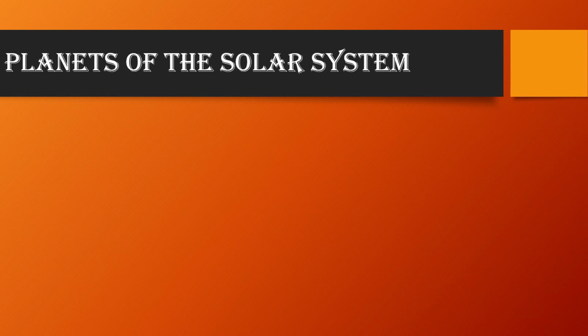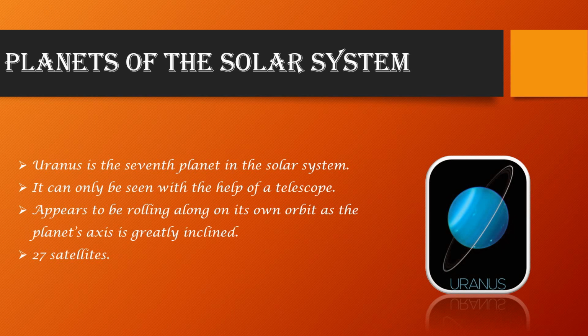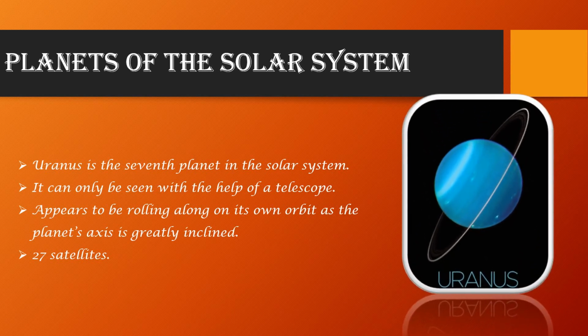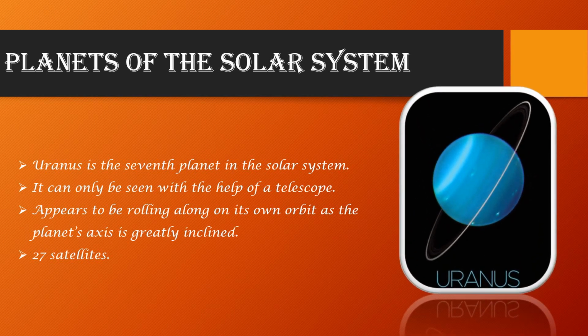Now the next planet is Uranus. Uranus is the seventh planet in the solar system. It can only be seen with the help of a telescope. Uranus appears to be rolling along on its own orbit as the planet's axis is greatly inclined. And Uranus has 27 satellites.